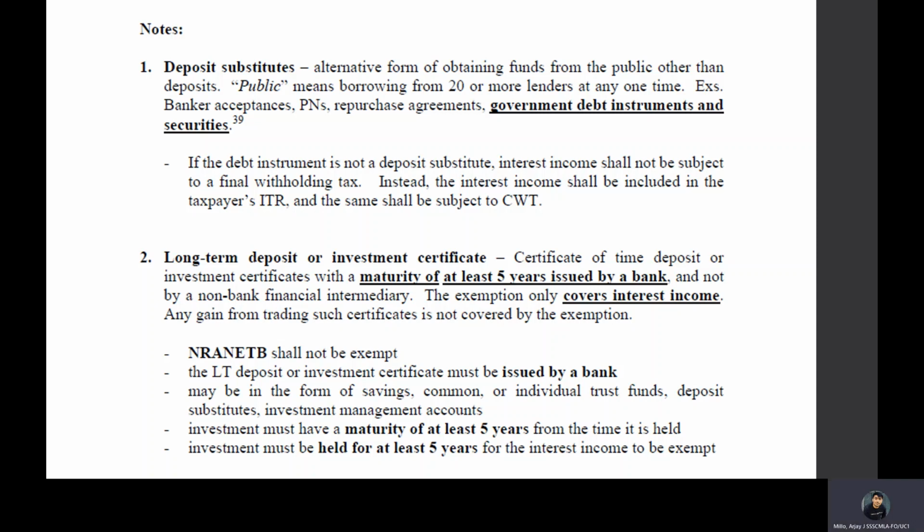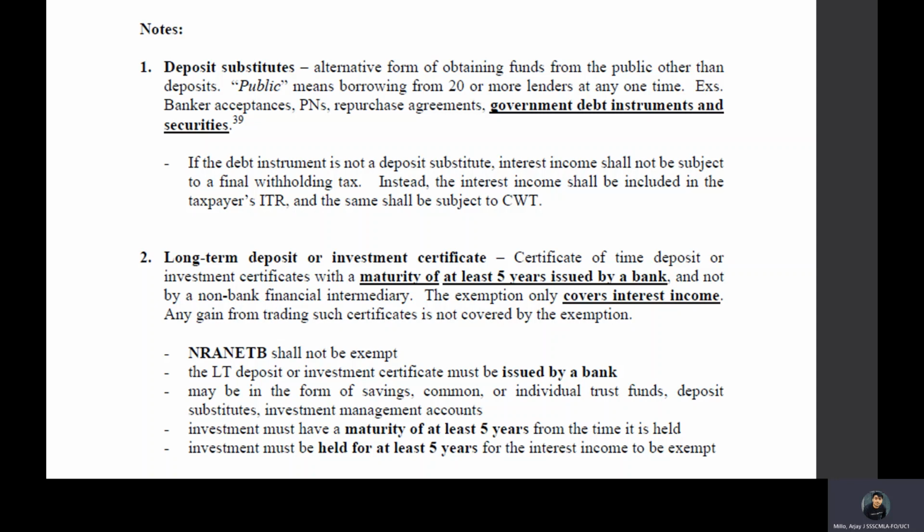The next note is for long-term deposit or investment certificate. Ito yung sinasabi natin kanina na investment siya with a maturity of at least 5 years issued by a bank and not by a non-bank financial intermediary. So the exemption only covers the interest income, and any gain from trading such certificates is not covered by the exemption. So yung income lang yung magiging exempt sa final withholding tax, provided na ma-meet yung mga requirement, yung maturity at least 5 years and issued by a bank. So yung NRA-ETV daw hindi siya covered ng exemption.